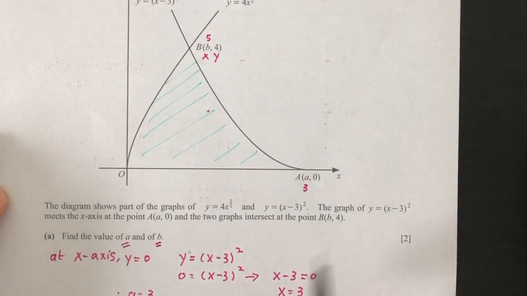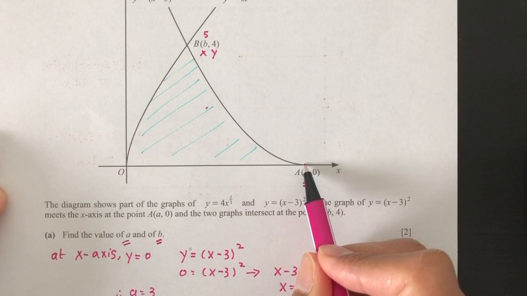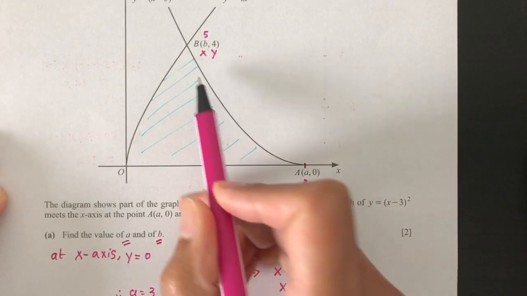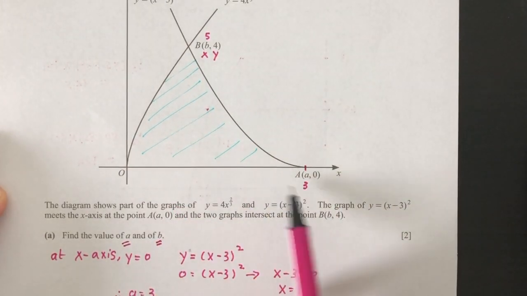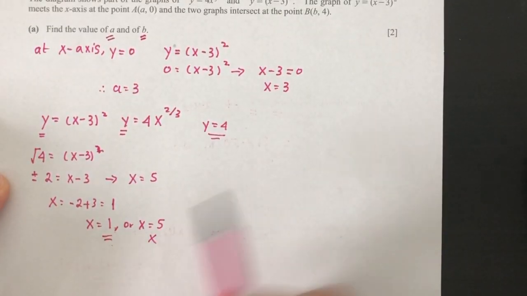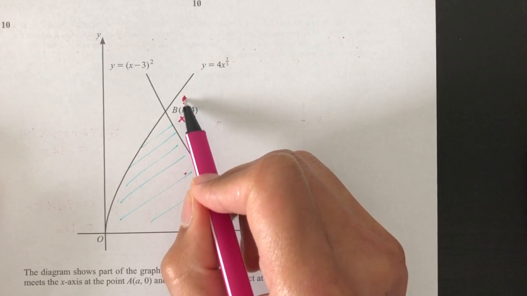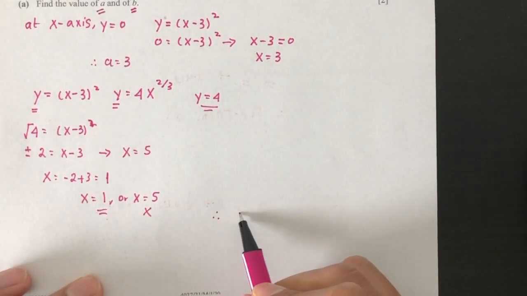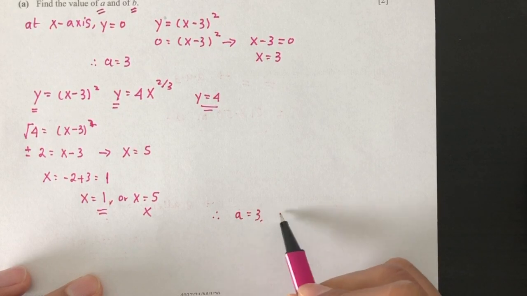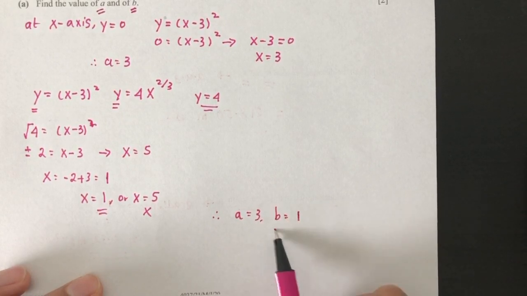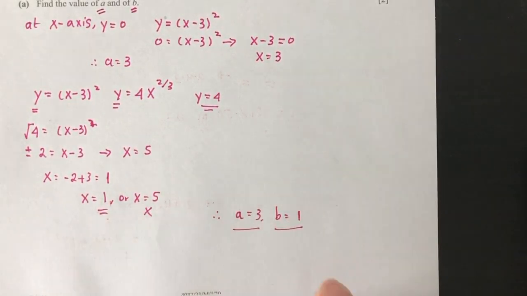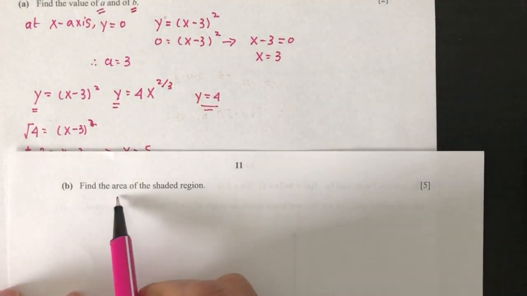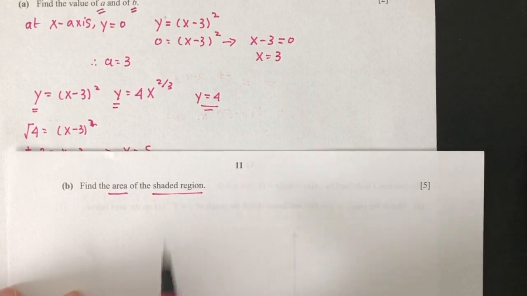So in this case we know that this is 3 here, but this cannot be 5 because it is before 3, so it can only be 1. So your value of b will actually be 1. It cannot be 5. So from this we have found out that the value of a is equal to 3 and the value of b is equal to 1. So these two values. Now for part B, find the area of the shaded region.